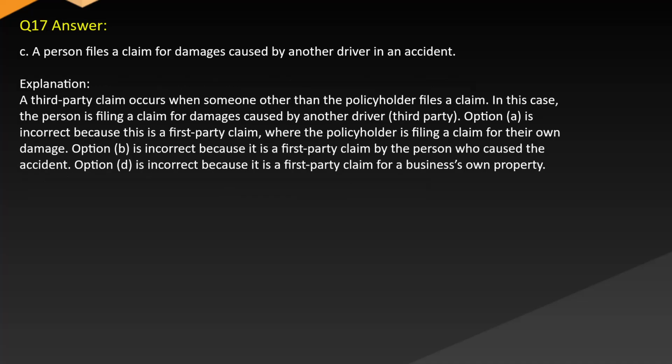Answer. C. A person files a claim for damages caused by another driver in an accident. Explanation. A third-party claim occurs when someone other than the policyholder files a claim. In this case, the person is filing a claim for damages caused by another driver, a third party. Option A is incorrect because this is a first-party claim where the policyholder is filing a claim for their own damage. Option B is incorrect because it is a first-party claim by the person who caused the accident. Option D is incorrect because it is a first-party claim for a business's own property.